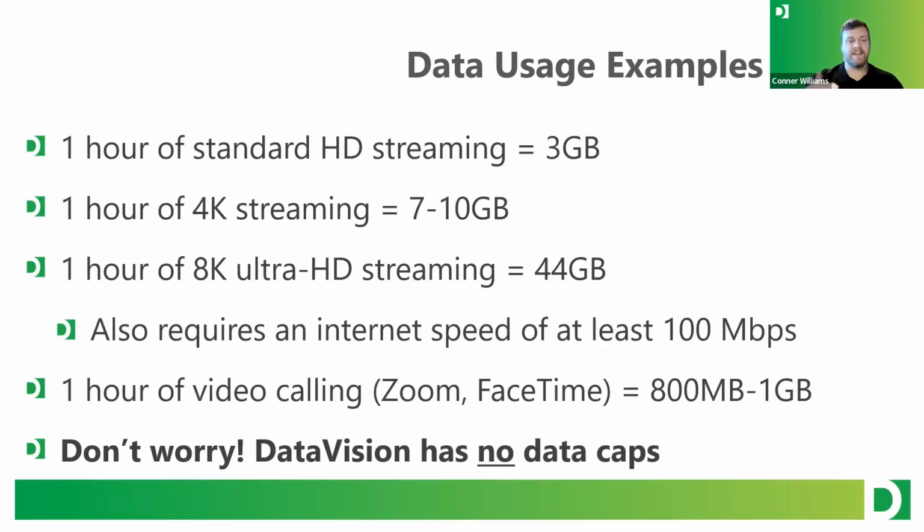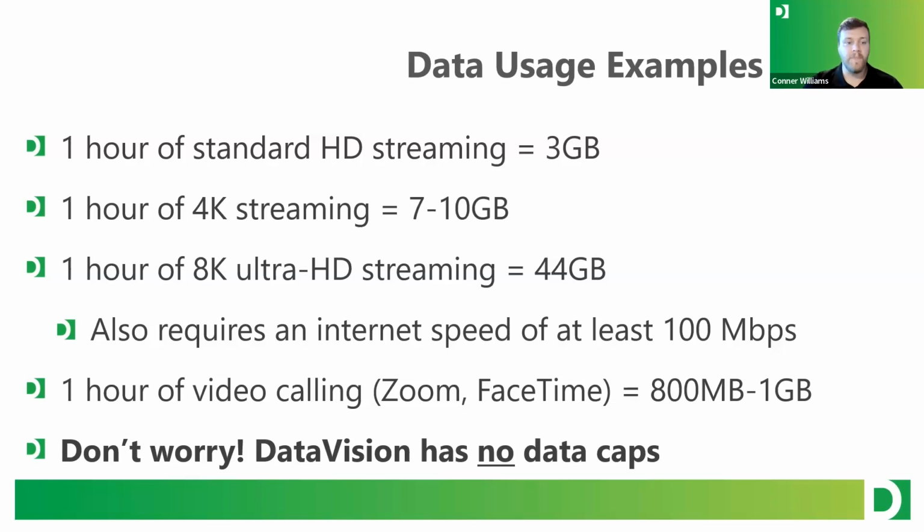And as technology increases, 8K Ultra HD is going to be more and more available as time goes on. This can actually use upwards of 44 gigabytes of data per hour. You even need an internet speed of at least 100 megabits per second to be able to stream 8K on one device. So the demand for fiber connections like those that DataVision offers is going to be increasing over time as technology advances and online activities require faster speeds and more bandwidth to work the way that they should.